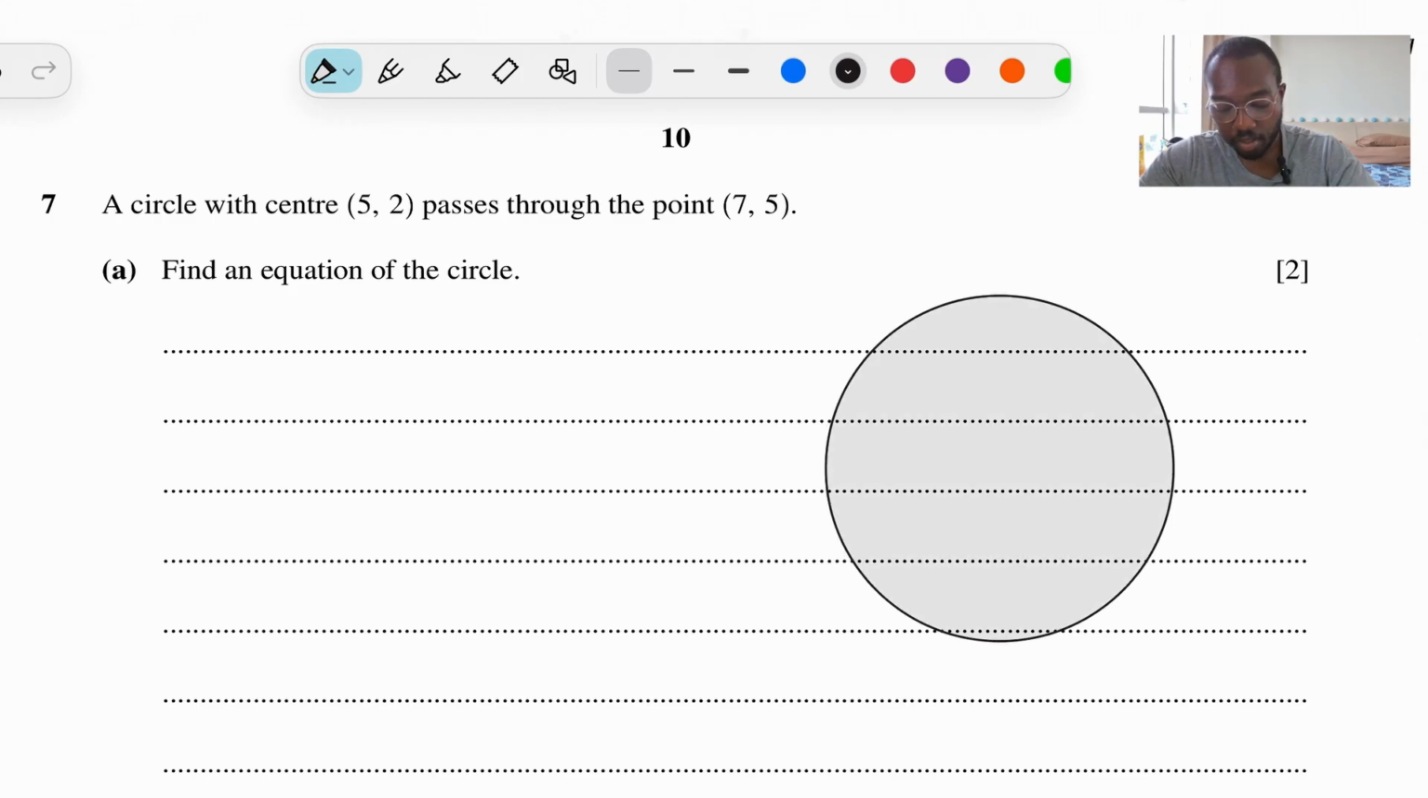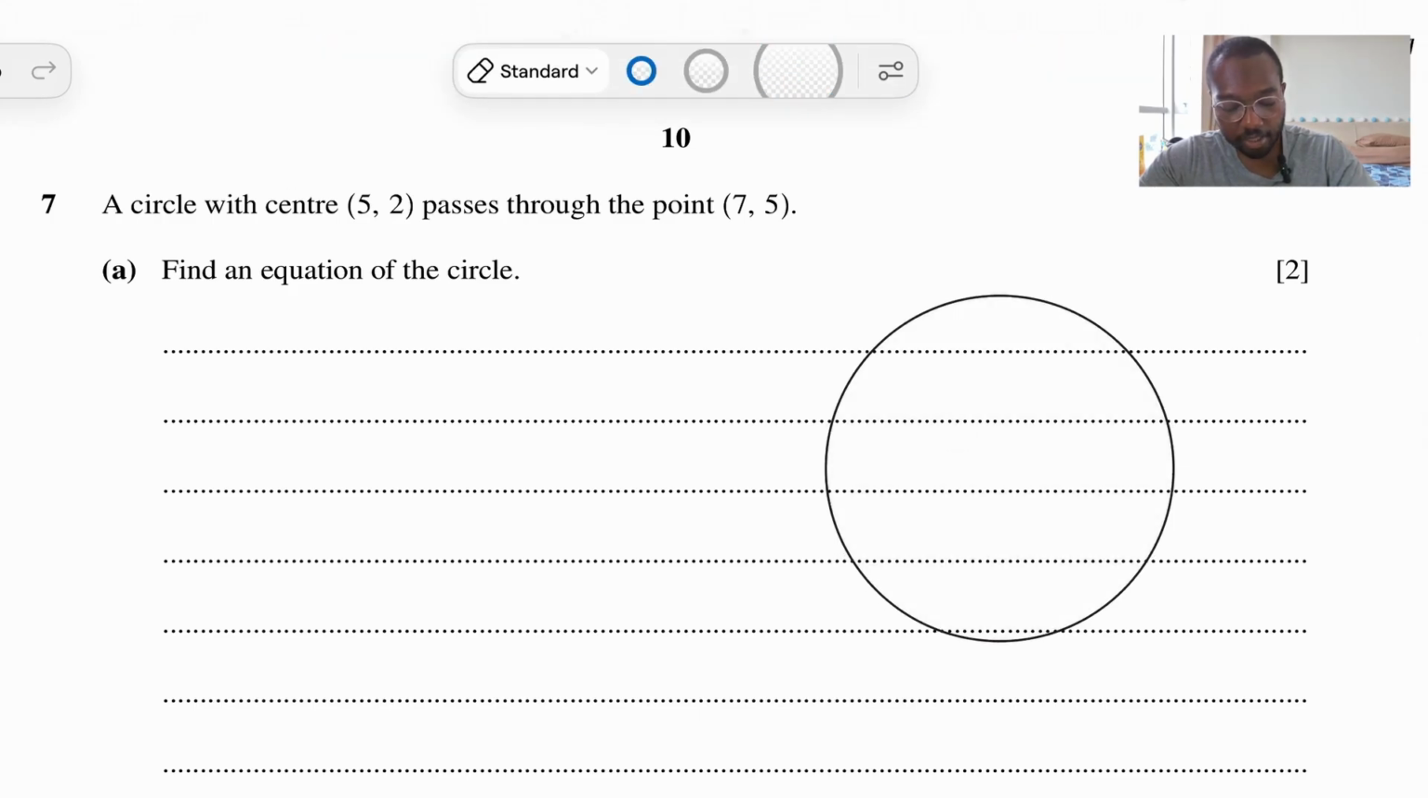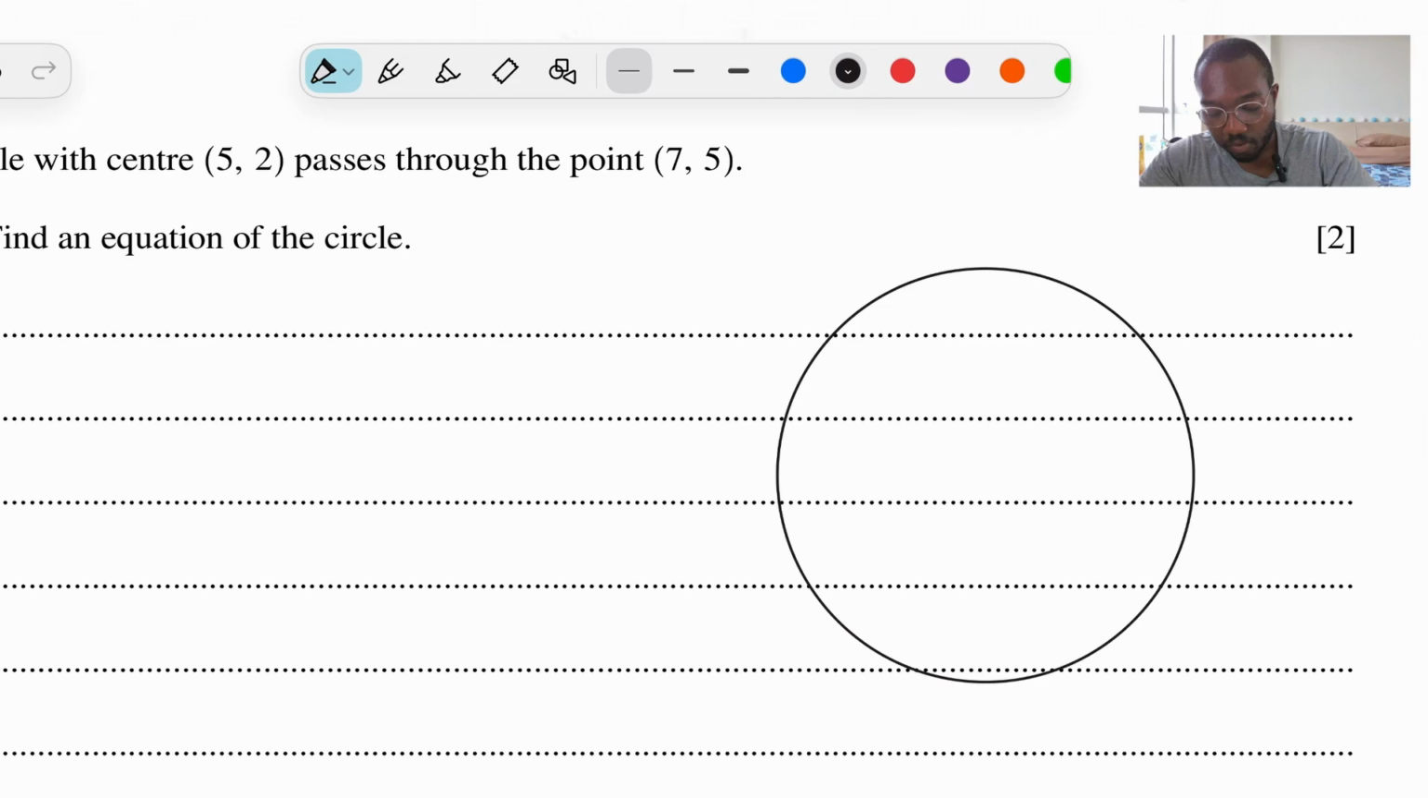We've got a circle here. We are told that it has center (5, 2), so we know that this point here is (5, 2). And it passes through the point (7, 5), so let's say (7, 5) is here.